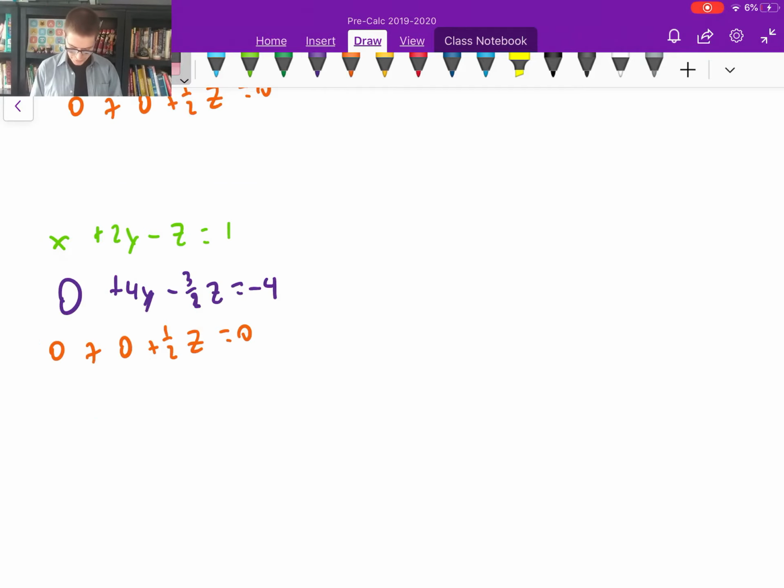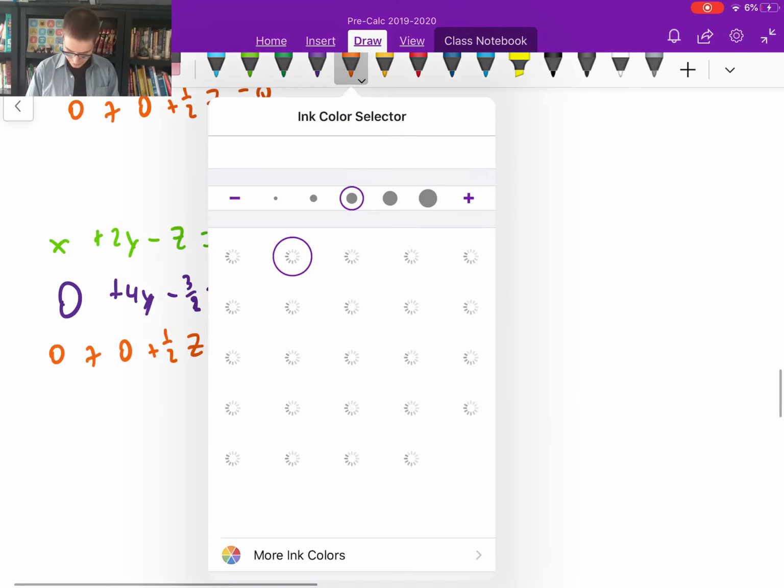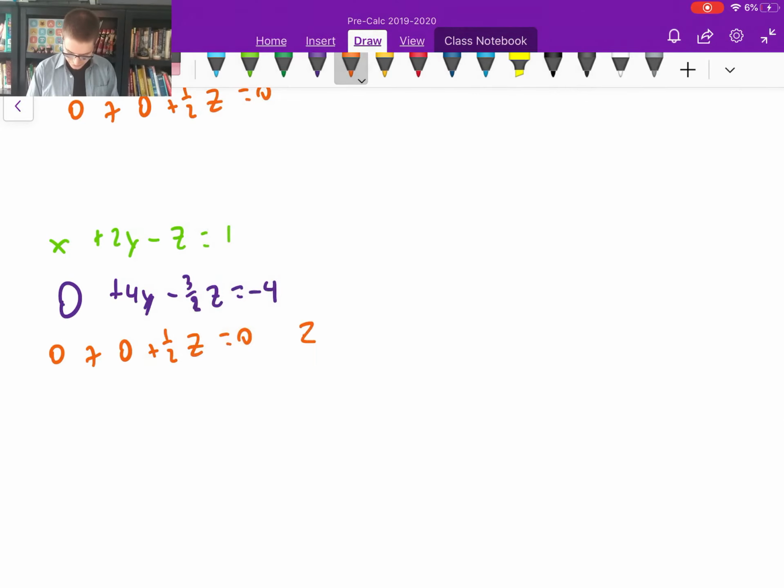From here we can solve this. We can solve for z because 0 plus 0 plus 1/2 z equals 0. You might be able to do this in your head. In this case, z equals 0. And then I can plug that into the equations above and solve the other equations.